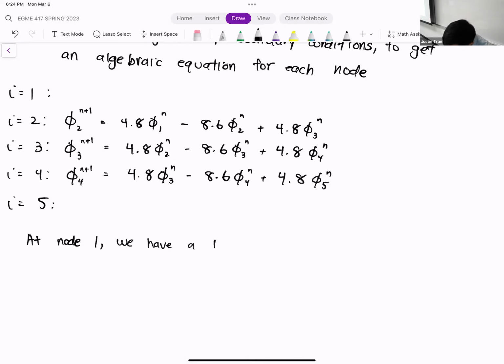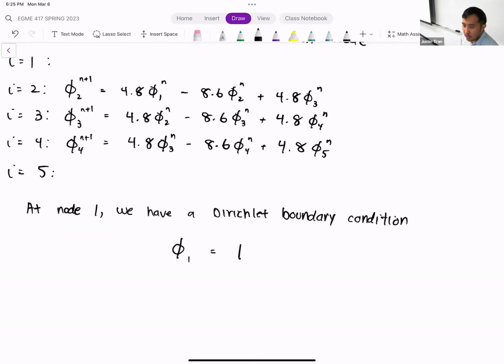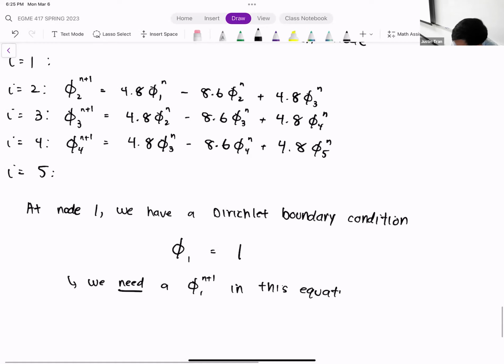we have a Dirichlet boundary condition. And so we have phi1 is equal to 1 in this case. Okay. So that's how we normally would do it in the steady case. Okay. But of course, now we're in the unsteady case. And so we have to modify this to work with our framework above. Okay. And so to get this to work in our framework above, we have to modify this so we get an n plus 1. Okay. And so we need a phi1 at n plus 1 in this equation for it to work.